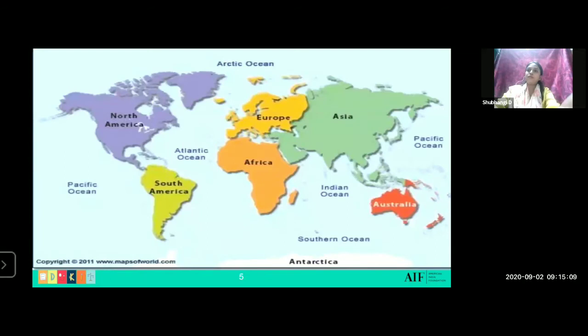Now, can you see this map? This map is called a world map. In this, you can see various continents as well as oceans. Can somebody tell me the oceans over here? Can you name some oceans in this picture? Pacific Ocean, Indian Ocean, Arctic Ocean, Atlantic Ocean, Southern Ocean. Very good, students.